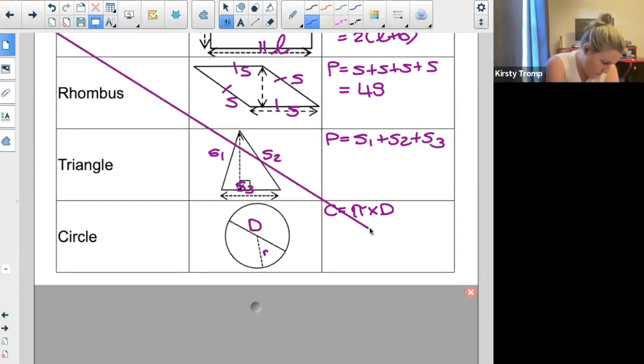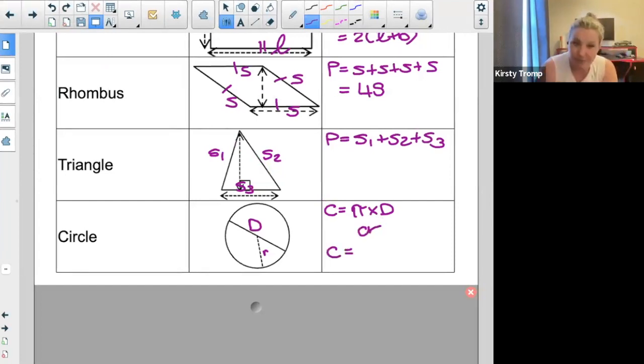Or you can say circumference equals pi times 2 radii. Why 2 radii? Because 2 of the radii make up one diameter. So again, we're not going to spend a lot of time on circles tonight. Miss Kat will go through that with you in a whole lesson. But that is the formula for you so that you can put it onto your wall.